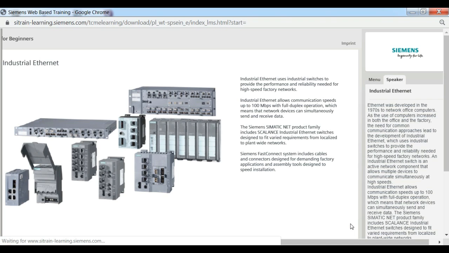Industrial Ethernet allows communication speeds of up to 100 megabits per second with full duplex operation, which means that devices can simultaneously send and receive data. The Siemens SimaticNet product family includes Scalance industrial Ethernet switches designed to fit varied requirements from localized to plant-wide networks.